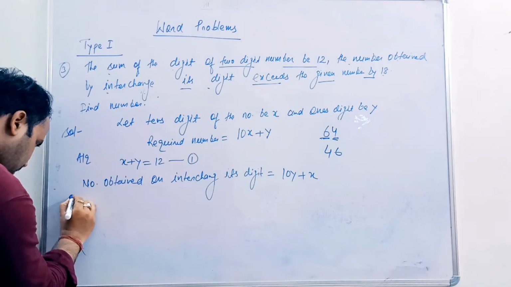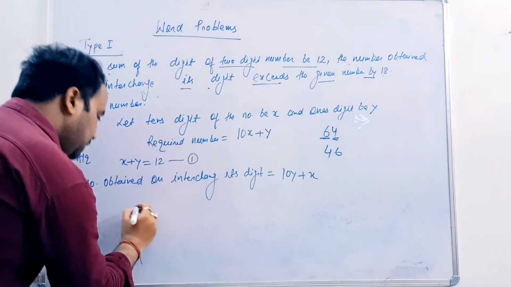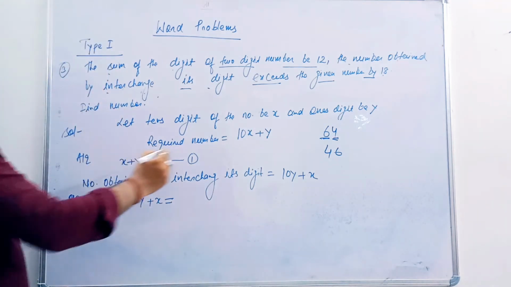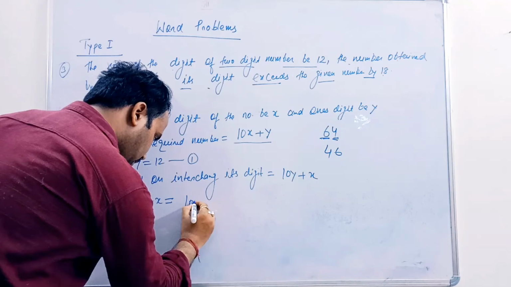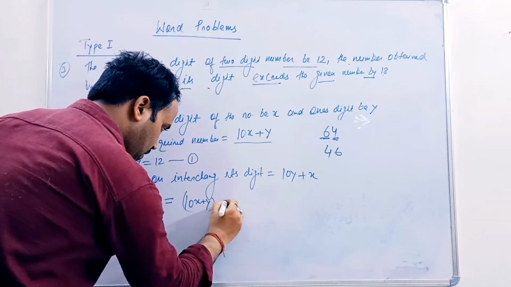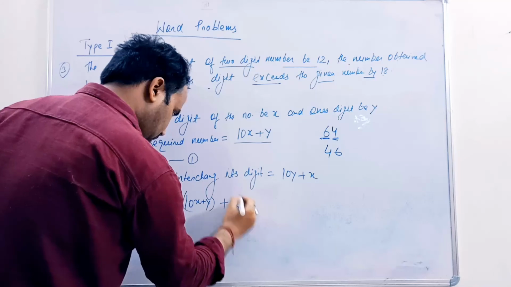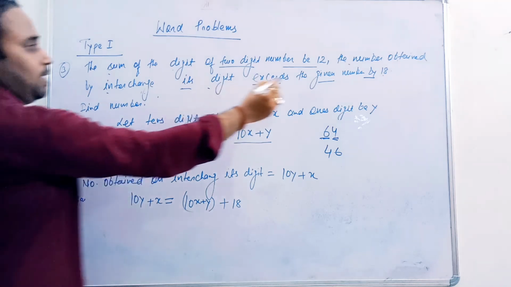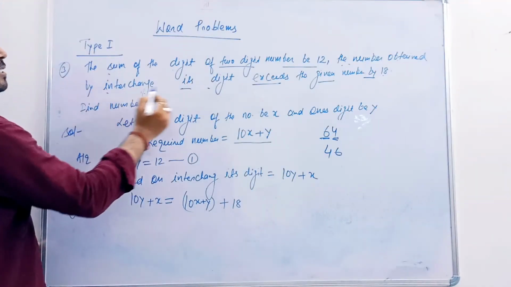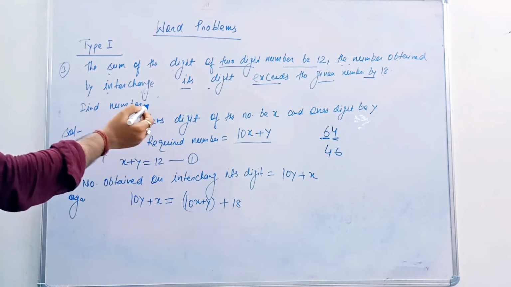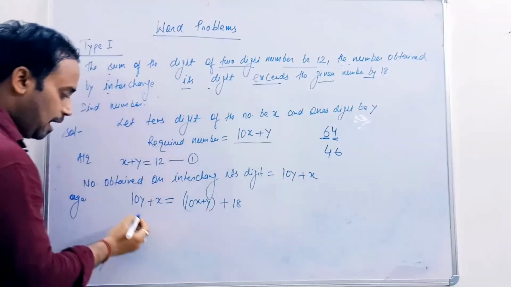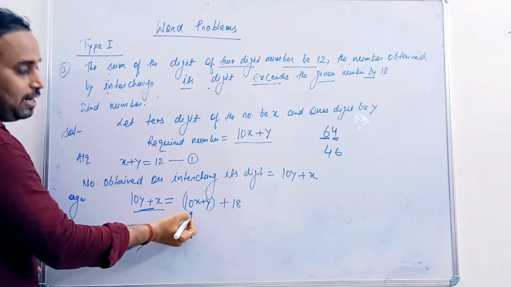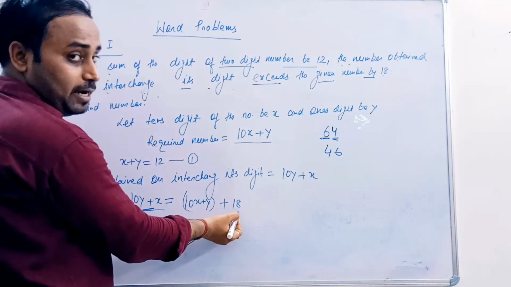Clear? Now next it says it exceeds, meaning more than, the given number by 18. The reversed number is 10y plus x. This will exceed the given number, which is 10x plus y, by 18. Clear? Again, how do we write this equation? After interchanging we get 10y plus x, and it exceeds the given number 10x plus y by 18.